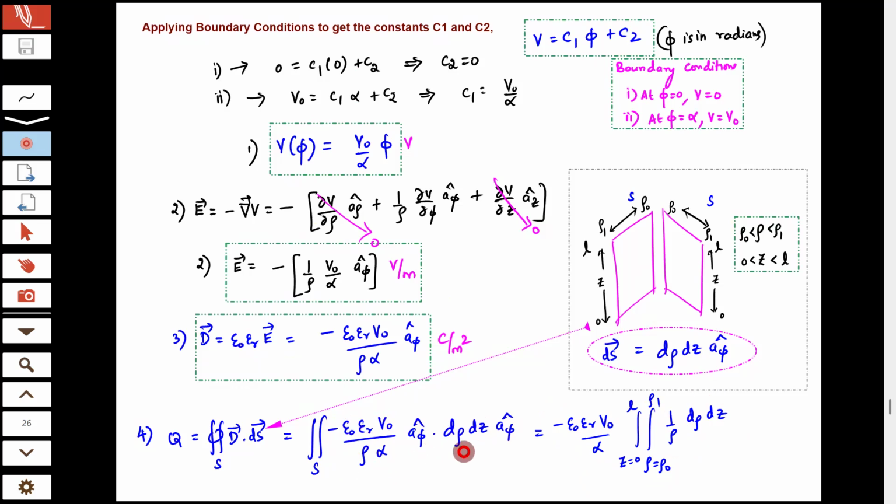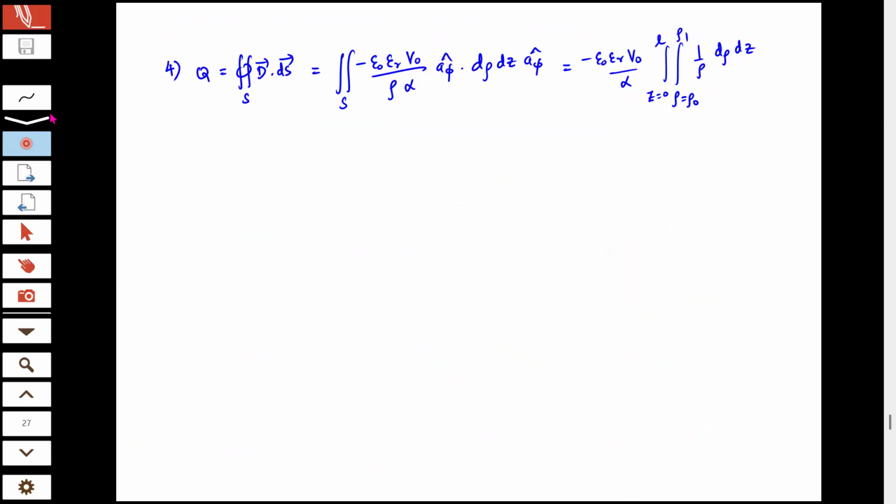The integration is 1 by rho d rho dz. Now 1 by rho d rho has to be integrated, and the limits should be from rho naught to rho 1, and dz has to be integrated, whose limits will be 0 to L. So this integration has to be performed.